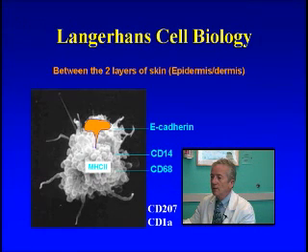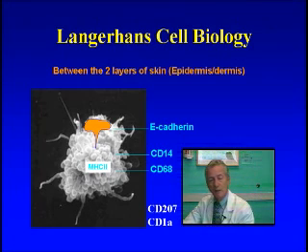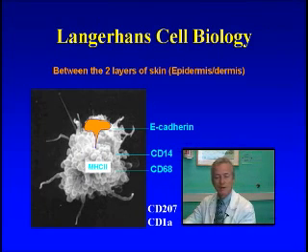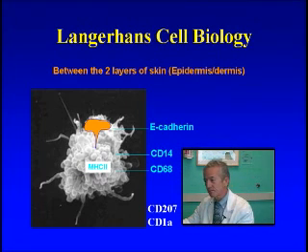Well, if you look at the normal skin, between the two layers, there's an outer layer where we feel our skin, and then there's an inner layer called the dermis. So the outer layer is the epidermis, the inner layer is the dermis, and in between those two layers is where these Langerhans cells are hiding. And they're hiding there because they're kind of the distant early warning system for our immune system.